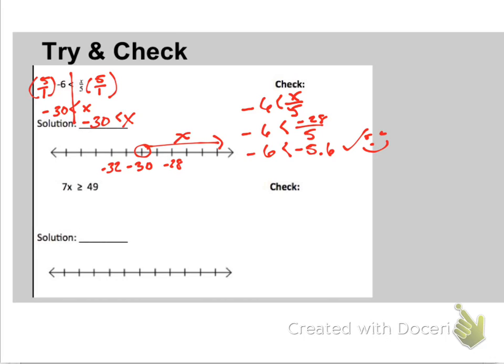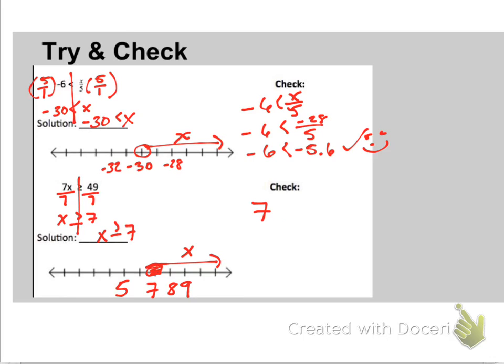The second problem, we're going to divide both sides by 7. X is greater than or equal to 7 is going to be our solution. 7 is our boundary point. It's going to be a closed circle. And we are going to talk about everything larger.